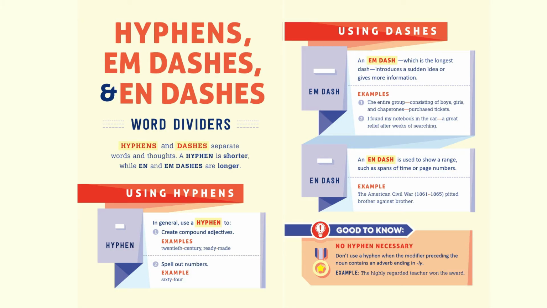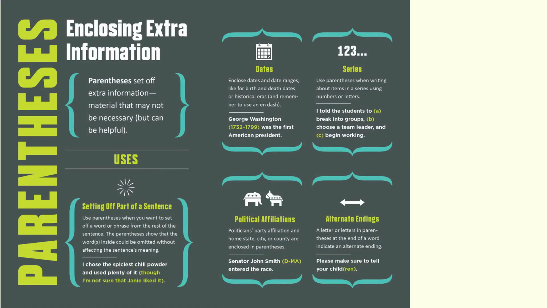Hyphens, em dashes, and en dashes. Word dividers. Hyphens and dashes separate words and thoughts. A hyphen is shorter, while en and em dashes are longer.